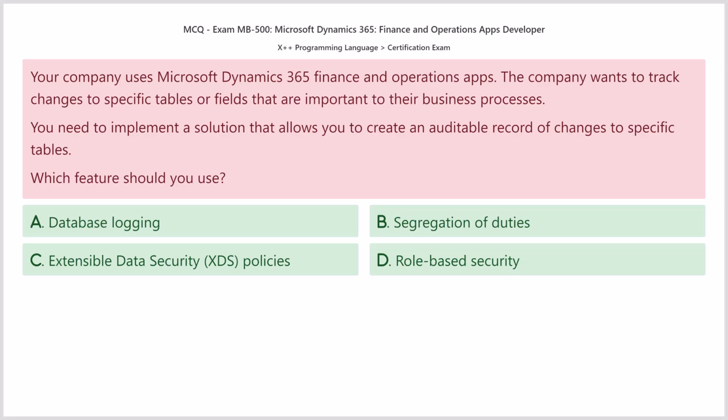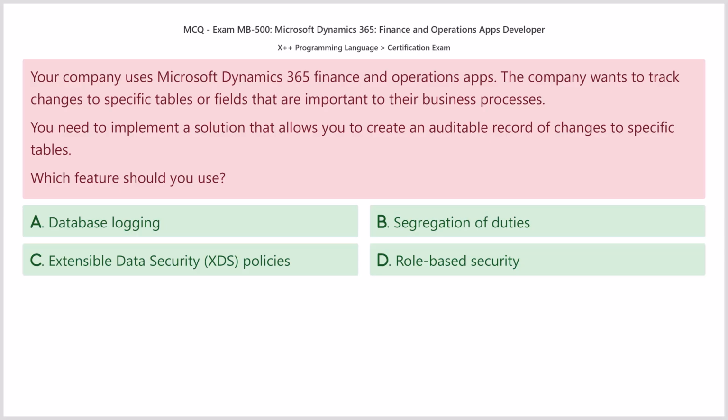Now let me discuss database logging a little bit more, because if you don't know anything about it, this video should help you understand the database logging concept. Database logging is a built-in feature in Dynamics 365 Finance and Operations that allows you to track and record changes made to specific tables and fields in the system. What is the purpose? The main goal here is to audit critical changes and monitor user activity on sensitive information. It helps to meet compliance and internal control requirements.